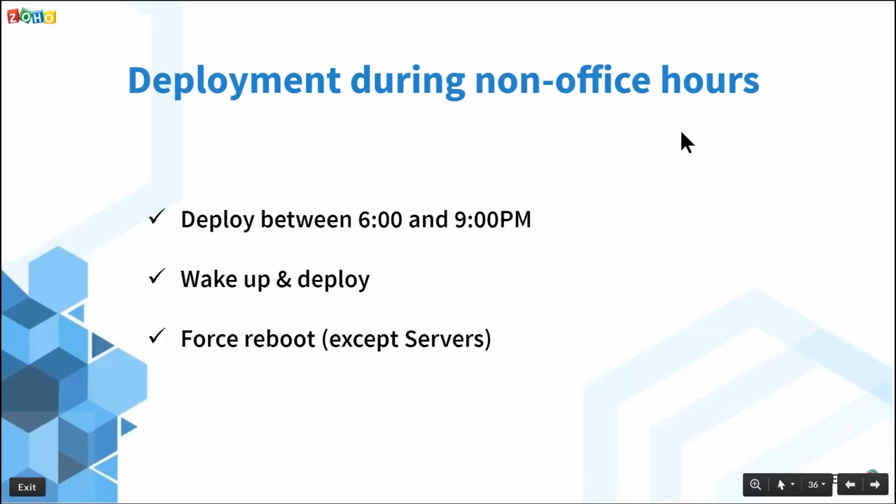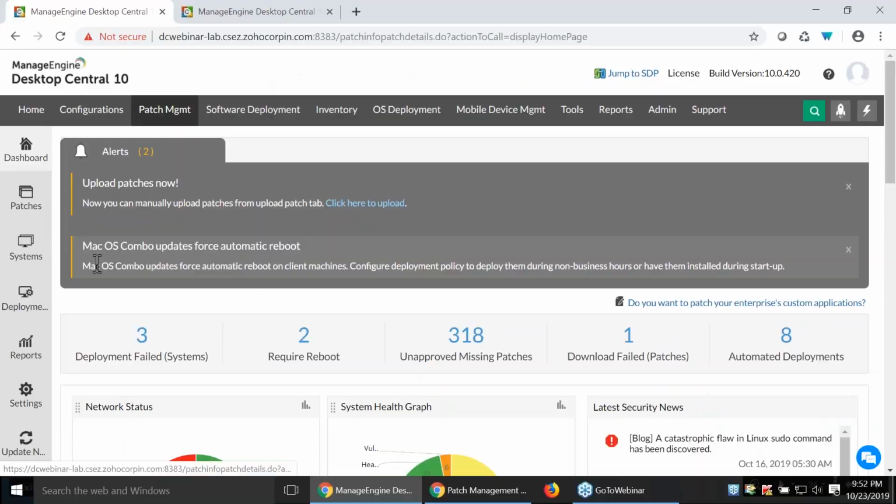And this is my final objective. Deployment during non-office hours. I need the deployment to happen between 6 p.m. to 9 p.m. And during the deployment, most of the machines will be turned off. I need to turn on those machines. And post the deployment, I should make sure that those machines are rebooted. And I should also make sure that the servers are not rebooted. We are not disturbing the servers. So that can be easily done with the deployment policy, which we were talking about earlier.